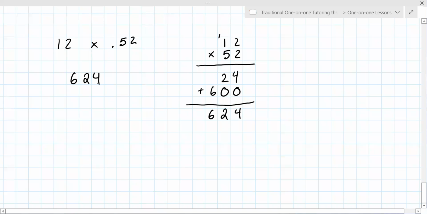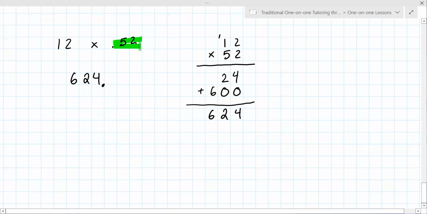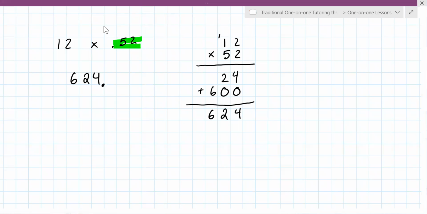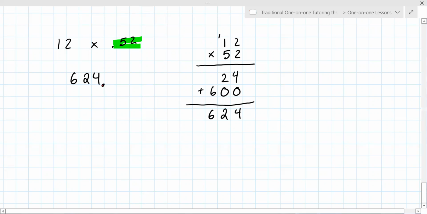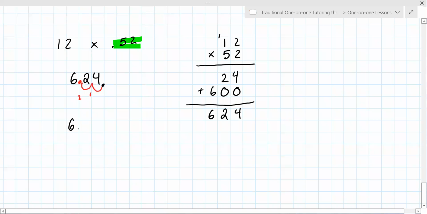Where's the decimal in 624? On the right. And then how many decimal places are there in 0.52? 2. Okay, so how many times do we move the decimal to the left? 2 times. Once and then twice. So our new number is 6.24.